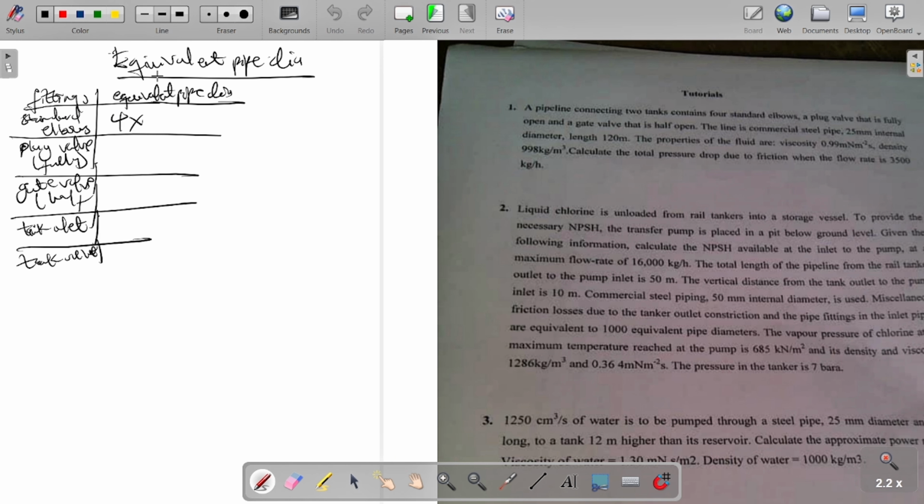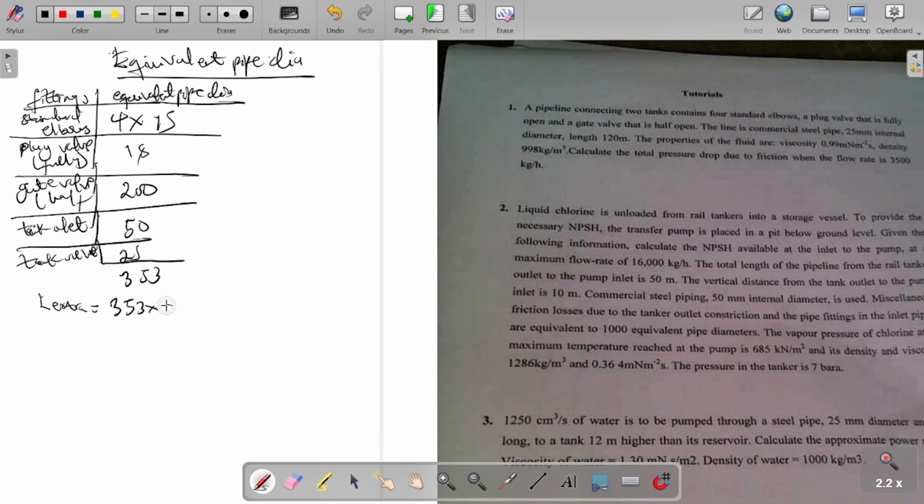So the standard elbow was 15, the plug valve 18, a gate valve which is half opened is 200. Then the tank inlet is 50, then outlet is 25. So the total gives us 353. And we need to calculate the extra length given by the miscellaneous equipment. So the extra length becomes the number of equivalent pipe diameters multiplied by the pipe internal diameter.